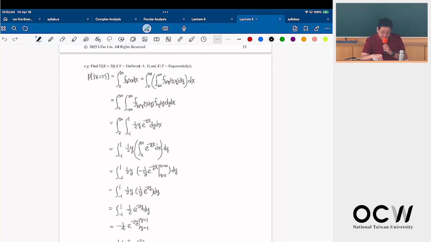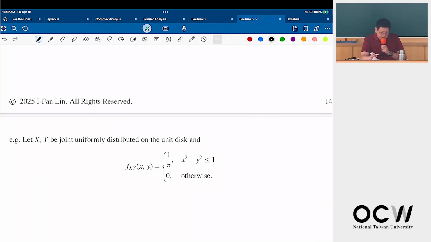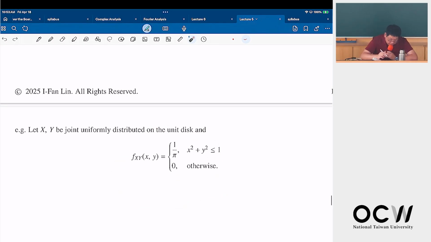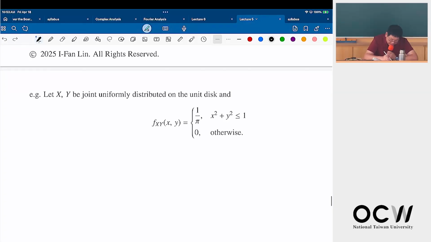Next example, x and y are jointly uniformly distributed on the unit disk. So I give you the joint PMF or PDF. So first, let's find the marginal PDF of x. So what is the marginal PDF of x?